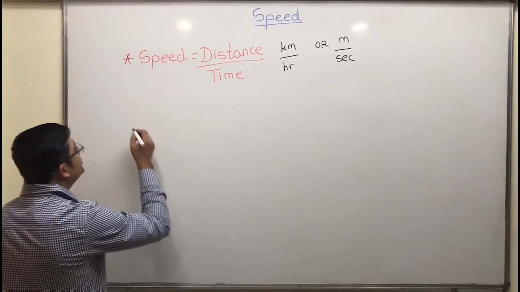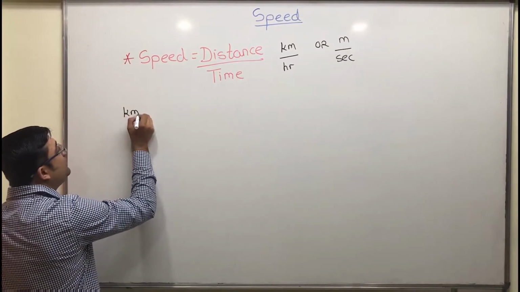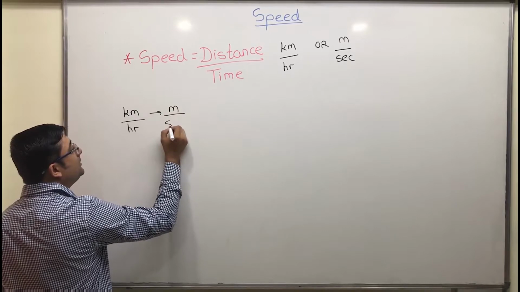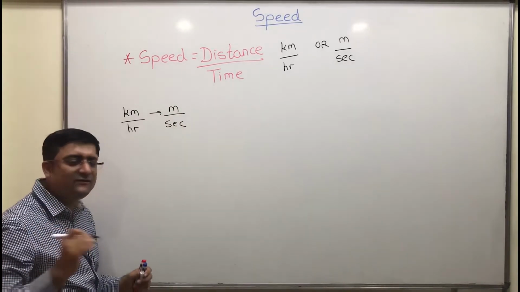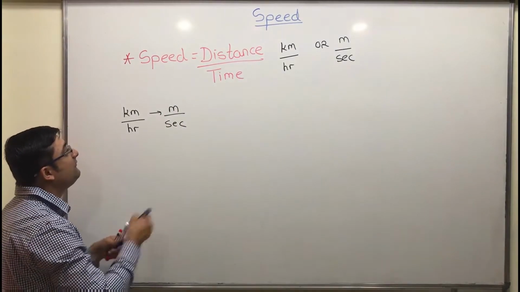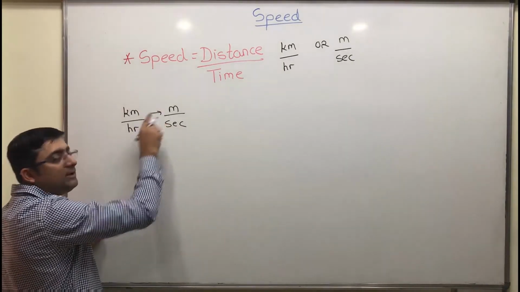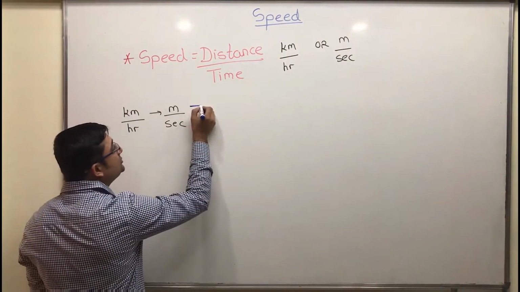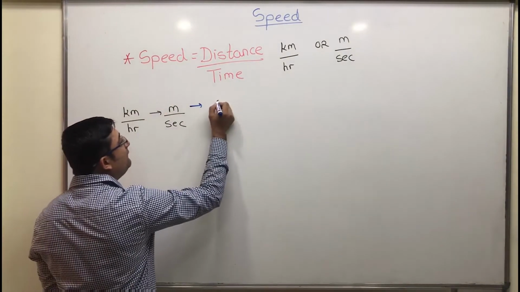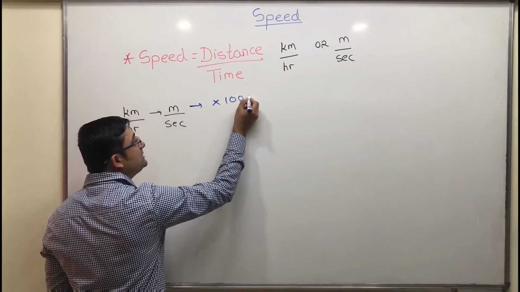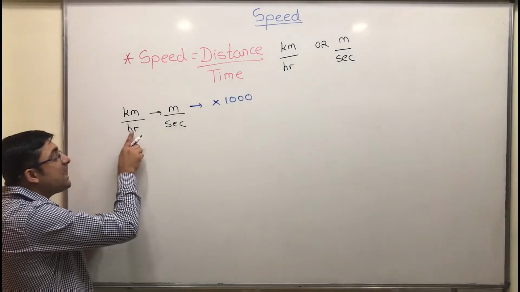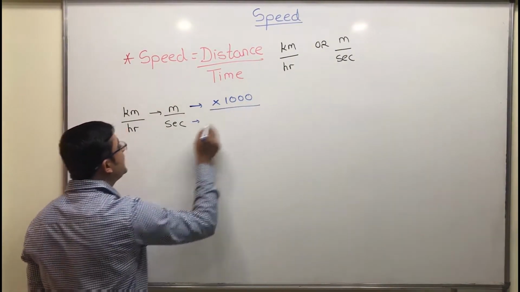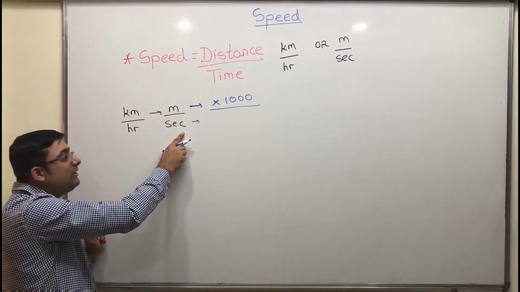So let's begin. So see, we want to convert kilometer per hour to meter per second. So how do we do it? It is very simple. See guys, first of all, how do you convert kilometer to meter? We are going from big to small, so multiplication. So kilometer to meter means we multiply by 1000. Is this clear? Next, I want to convert hour to second. So how do I convert hour to second? Again, big to small, so we multiply.